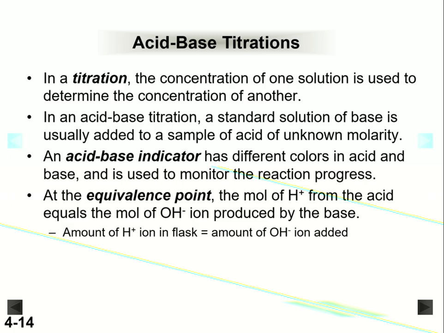And so we have a standard solution and an unknown solution, and we have to have some way of discerning when we've reached chemical equivalence, and that's what we call the endpoint. And for acid-base titrations, we use colored indicators that will change color as we go from an acid to a base environment. And when we're right at the endpoint, that's when the color transition begins to occur.